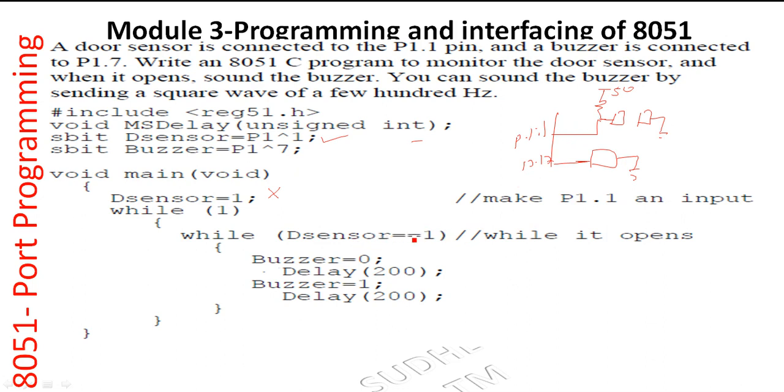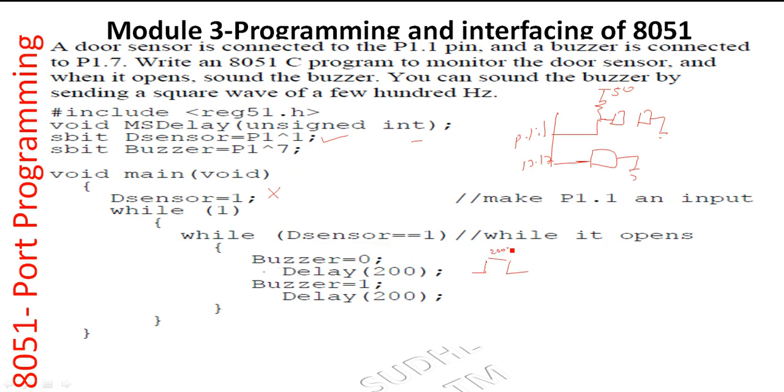So while D sensor is equal to 1, that means as long as P1.1 is logic 1, that means as long as the door is open, the buzzer first we will write 0, then wait 200 milliseconds, then buzzer is equal to 1, then wait for another 200 milliseconds. Then again it will check whether D sensor is still high, and again it will produce the sound.